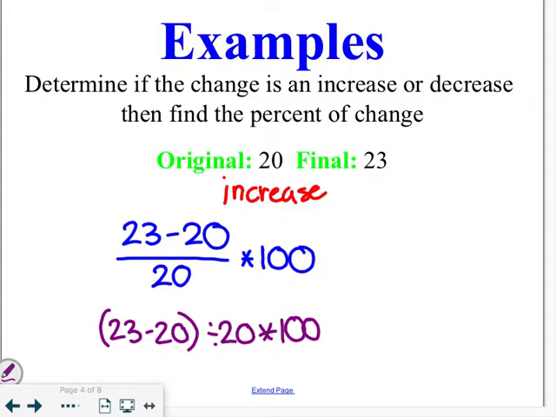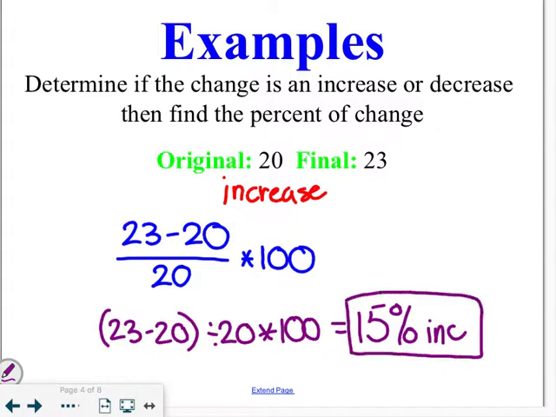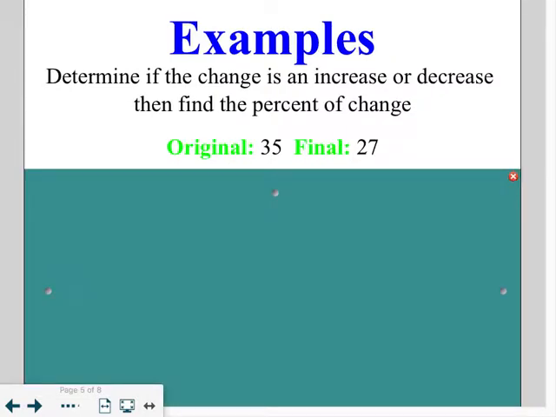And your final answer to this problem is going to be a 15%, and we already said that that's an increase. So 15% increase in this problem. Go ahead and try this one on your own, making sure to round to 2 decimal places if necessary.